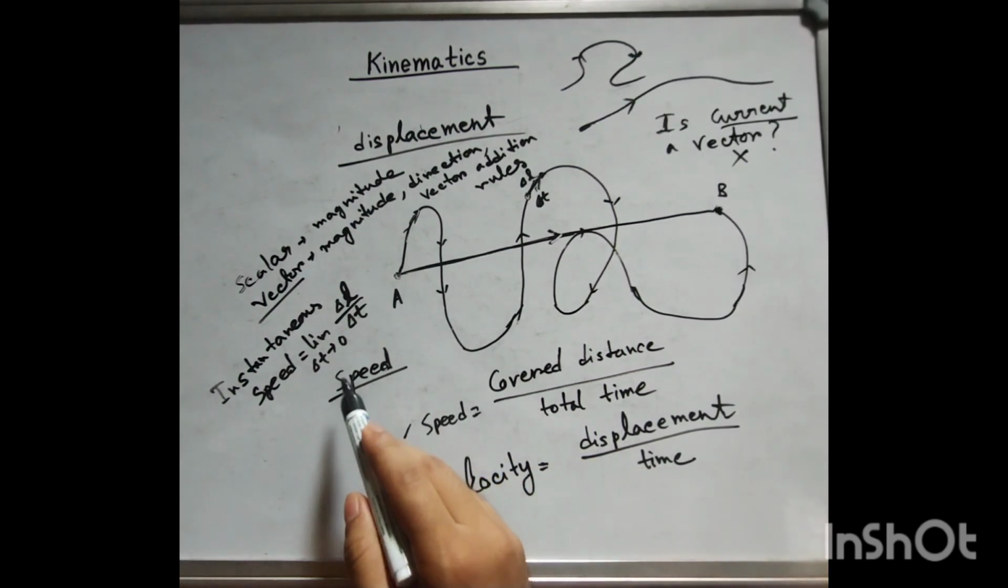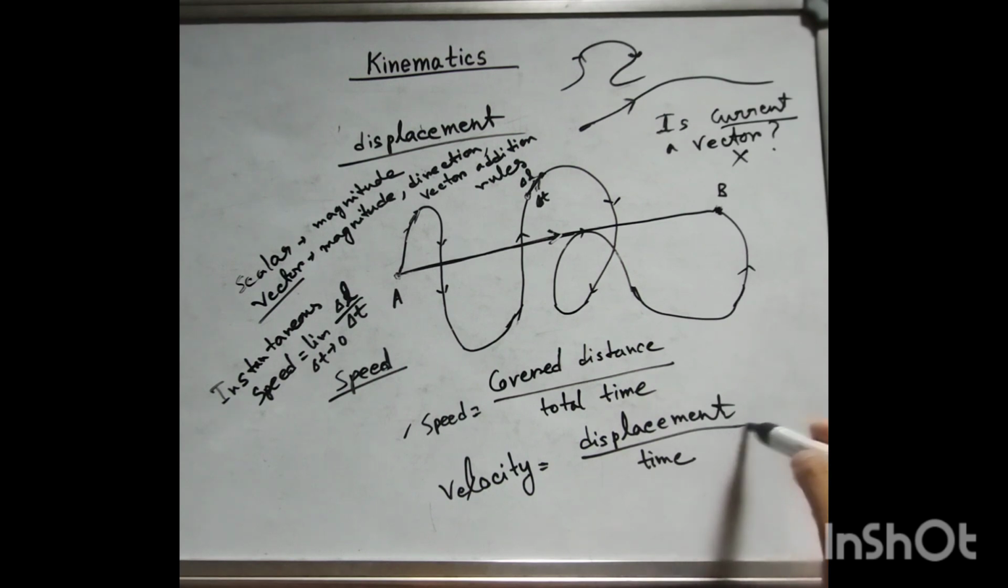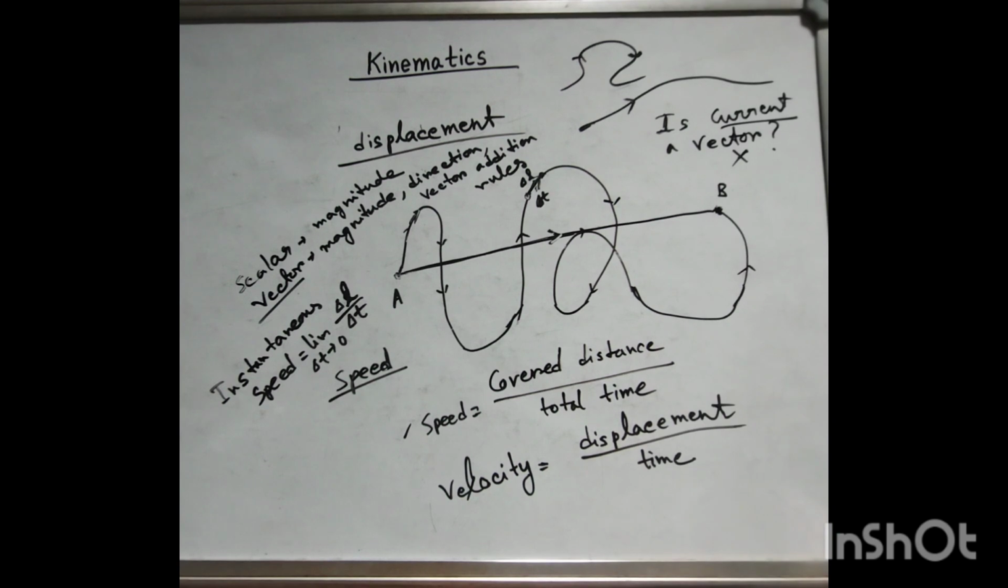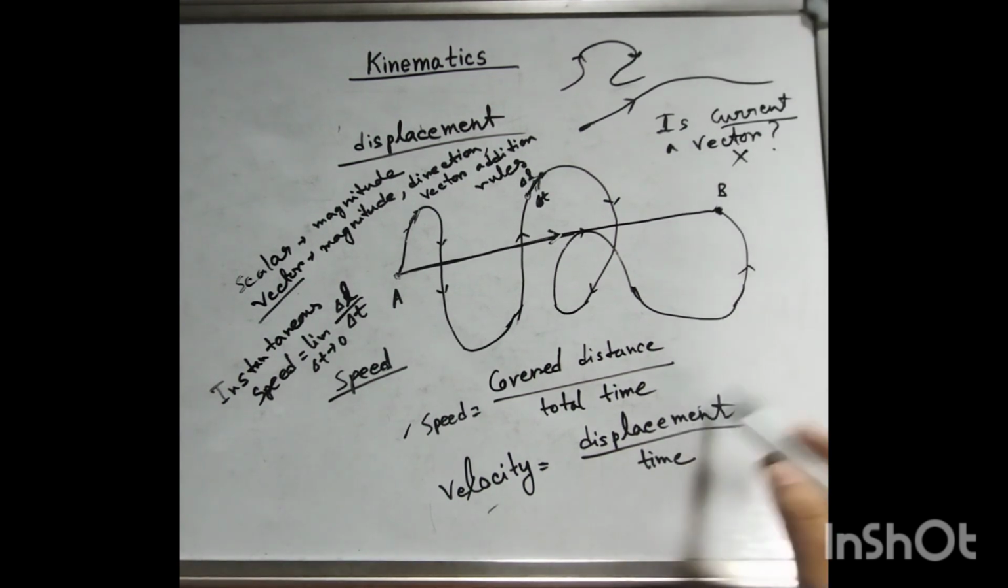And instantaneous velocity is the same thing, just in case of distance you have to take displacement. And velocity is a vector quantity because displacement is a vector.